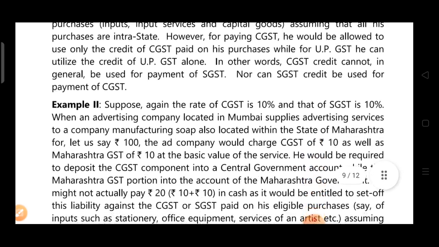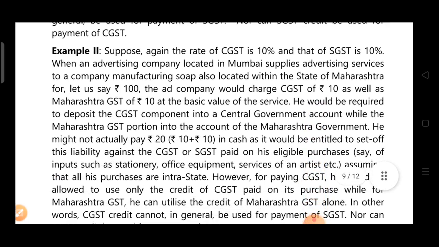Okay. Now in example 2, what they have given, suppose again the rate of CGST is 10% and that of SGST is 10%. When an advertising company located in Mumbai supplies advertising services to a company manufacturing soap also located within the state of Maharashtra. Means an advertising company in Mumbai is supplying advertising services to a company which is also located in Maharashtra, same state, 100 rupees is the value, and the company charges CGST 10 as well as SGST 10 on the basic value.